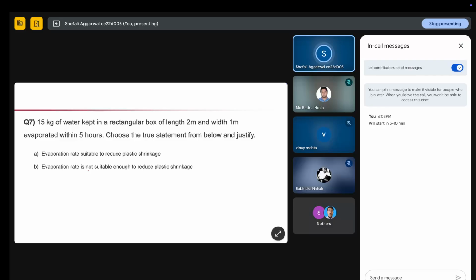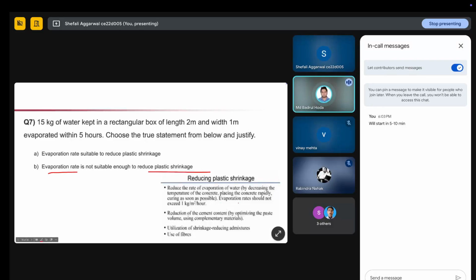If we talk about plastic shrinkage, can evaporation rate be considered as a parameter to talk about plastic shrinkage? What do you think? Should we rely on evaporation rate as a parameter to reduce plastic shrinkage or not? Yes, it depends upon evaporation rate.